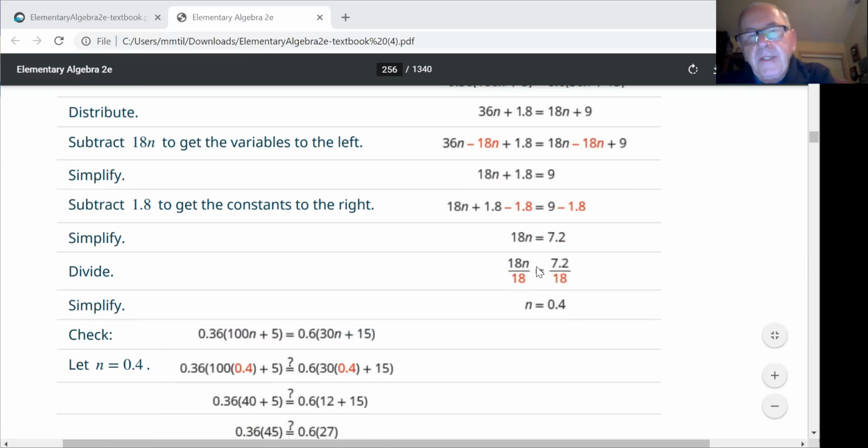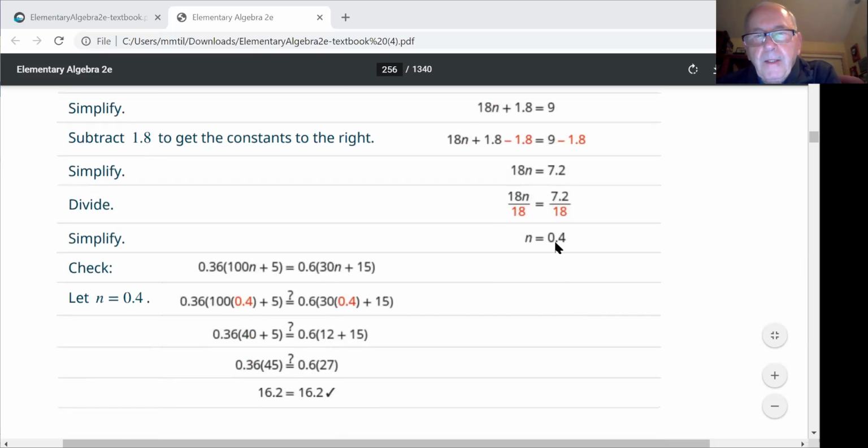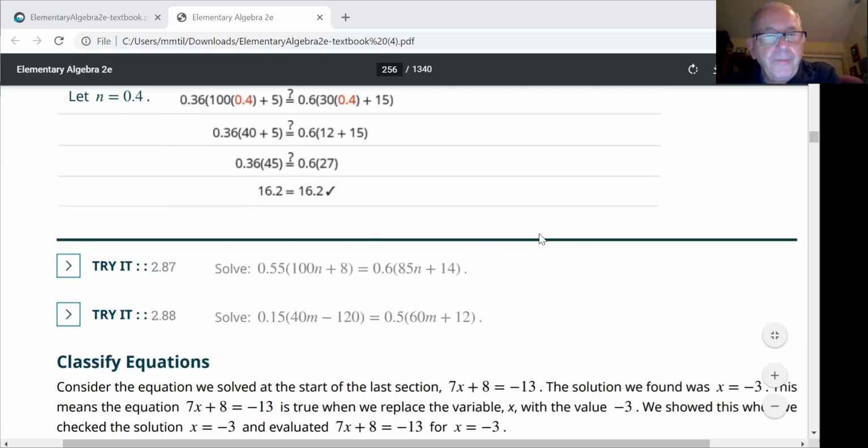Now we divide by 18 because we want the coefficient of 1 multiplied by n. So 18n divided by 18 is equal to 7.2 divided by 18, or n is equal to 0.4. Same thing, put it back in here, embed it into the equation, and make sure it checks out. If it does, you know that this is a conditional value. It's called a conditional equation.